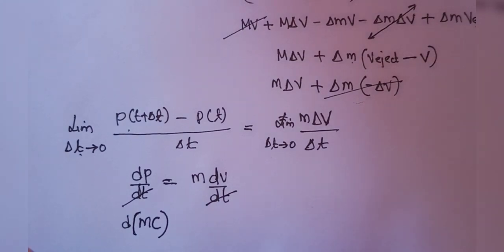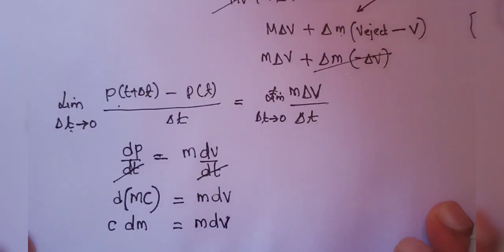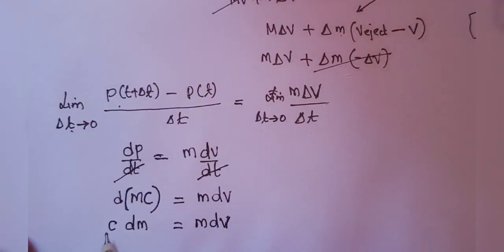Now we have d of mc, which is equal to m into dv. Now c is a constant, so I'll put c dm here, equal to m into dv. This much is very clear. So c is the effective exhaust gas jet velocity of the rocket, dm is the mass change, and m and dv.